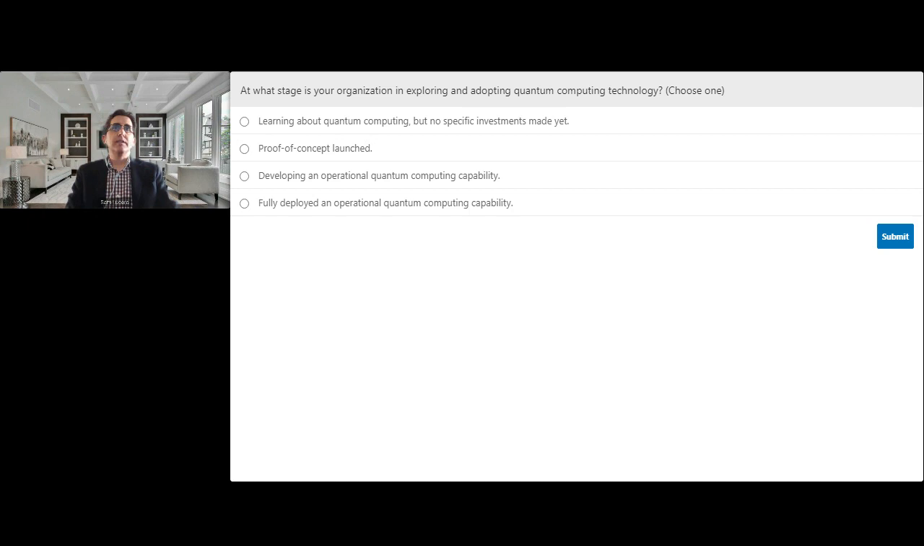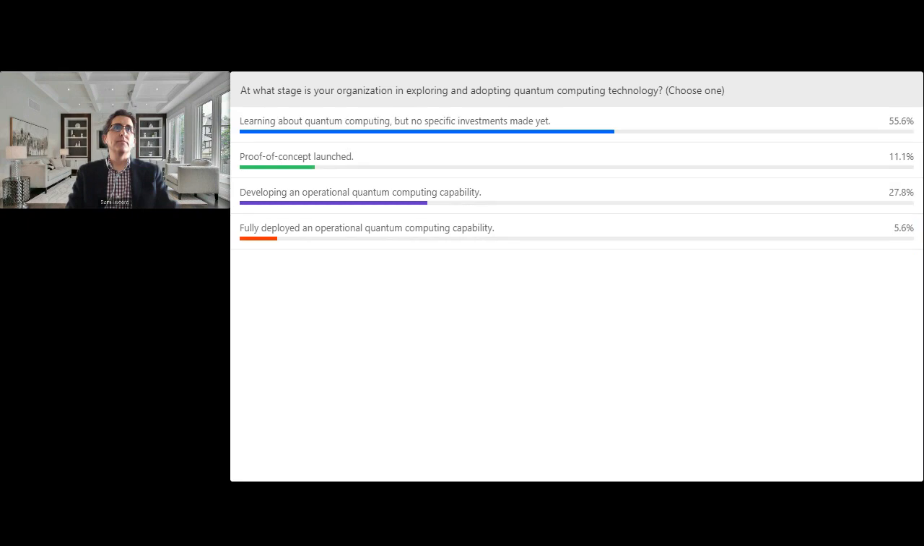Let's see what we have found. Great. The majority are learning about quantum but have not made any specific investments. So a very nice audience profile for today's conversation.